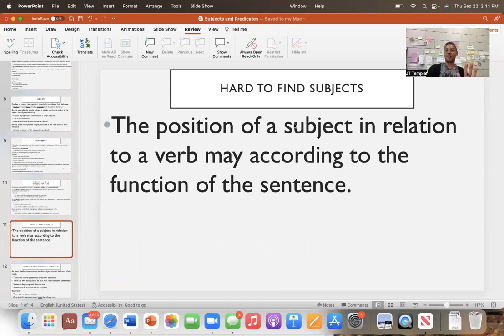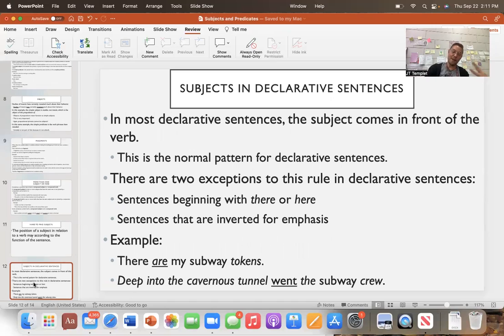Hard to find subjects. In certain types of sentences, the position of a subject in relation to a verb may change. Normally, we have complete subject, complete predicate, right? And the complete predicate usually starts with the verb. In some types of sentences, that is not always the case.